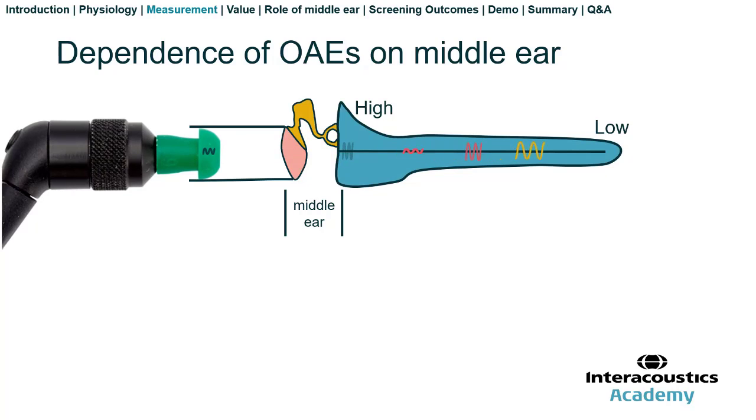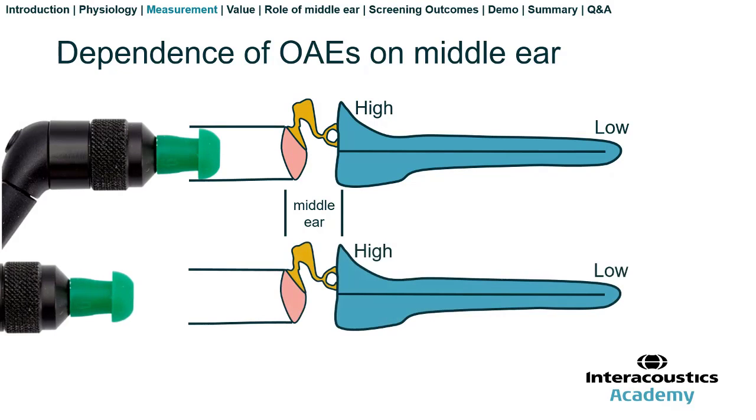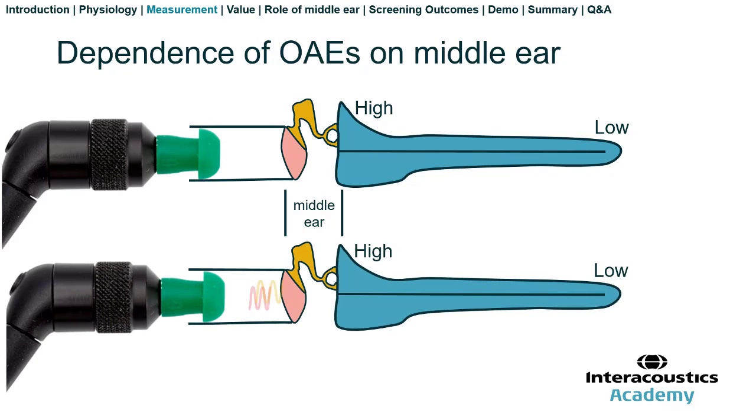One important aspect of OAEs is that the stimulus travels through the middle ear on its way to stimulate the outer hair cells, and the response then has to travel back through the middle ear before arriving back into the microphone. This is true for both distortion product otoacoustic emissions and transient evoked otoacoustic emissions.